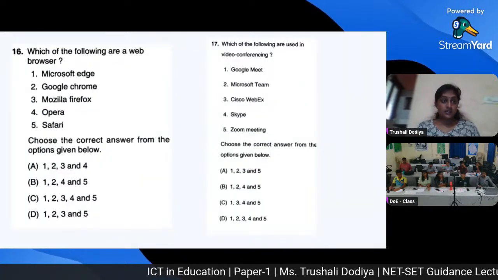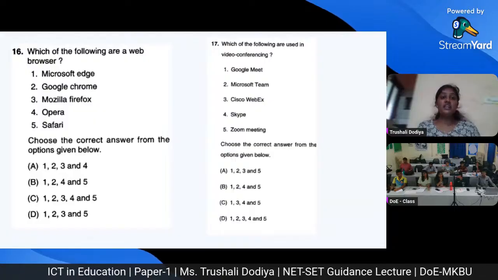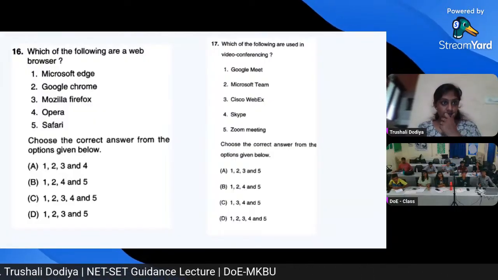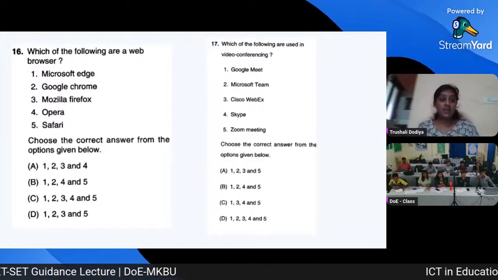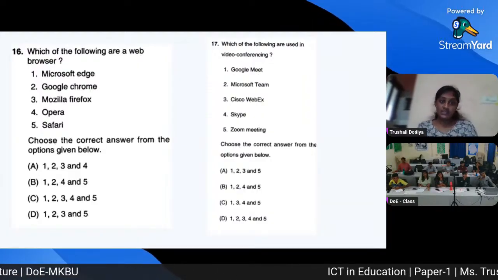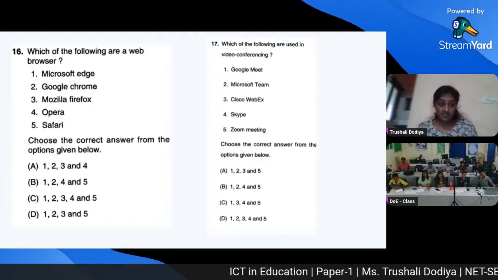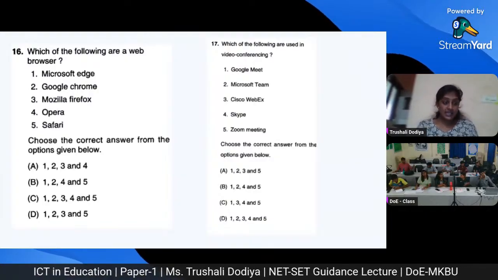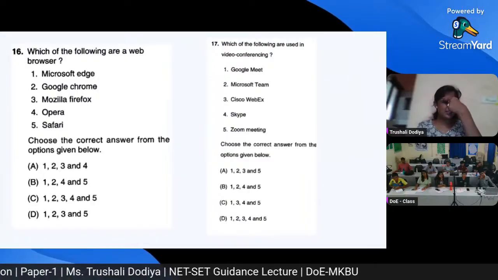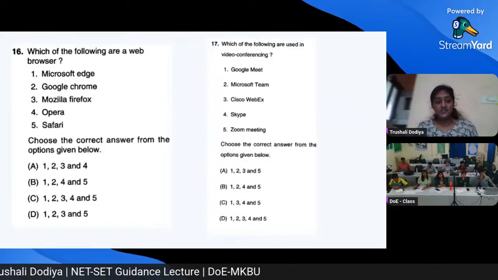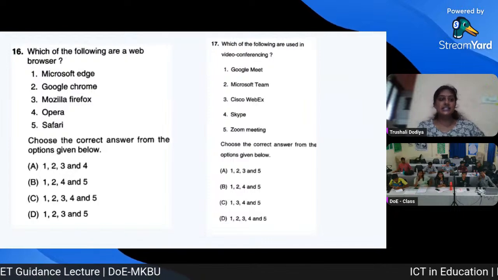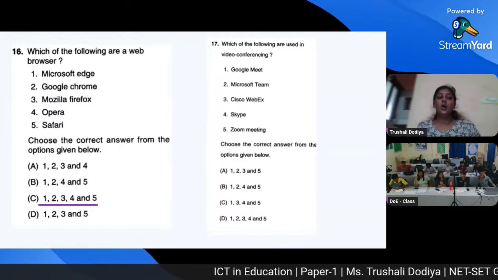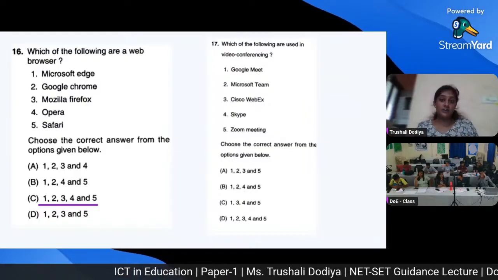The third one is, which of the following are a web browser? First one is Microsoft Edge, provided by Microsoft. Google Chrome, yes. Then Mozilla Firefox, we are all aware of. Opera as well, and Safari. So the right answer will be, this was asked, I think, at the time when I appeared in GSET, December 2023. First, second, third, fourth, and fifth, all of the options are web browsers.